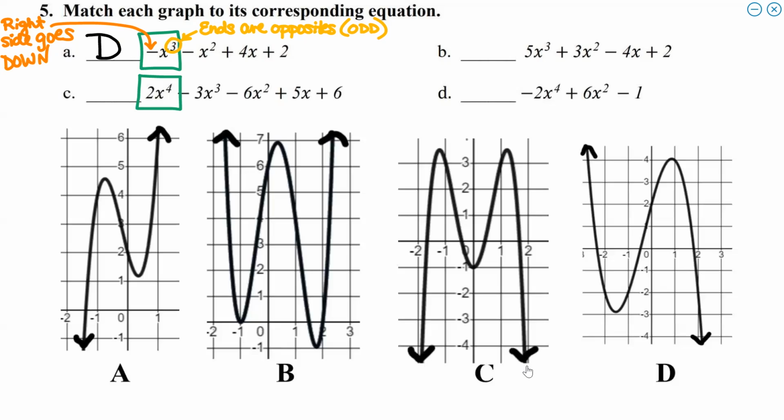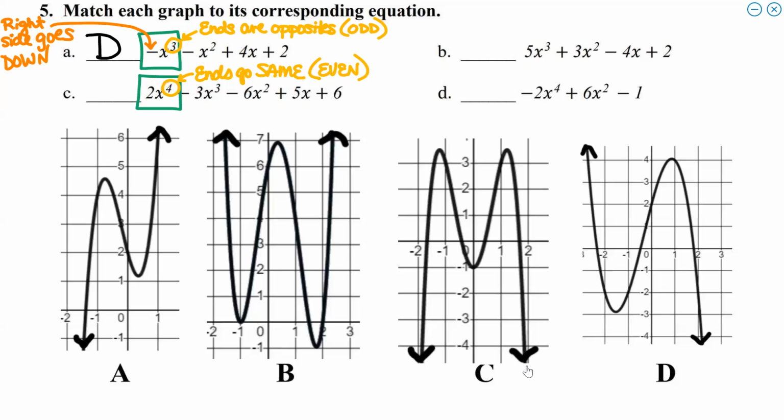What is my exponent here? 4. Why do I care about that? What information does it give me? It's even. Yes, my ends go the same way because it is even, which means I can narrow it down to which two? B or C.